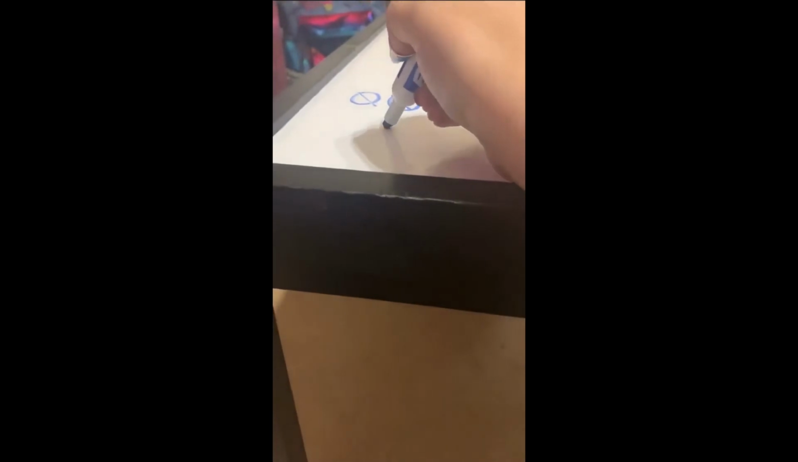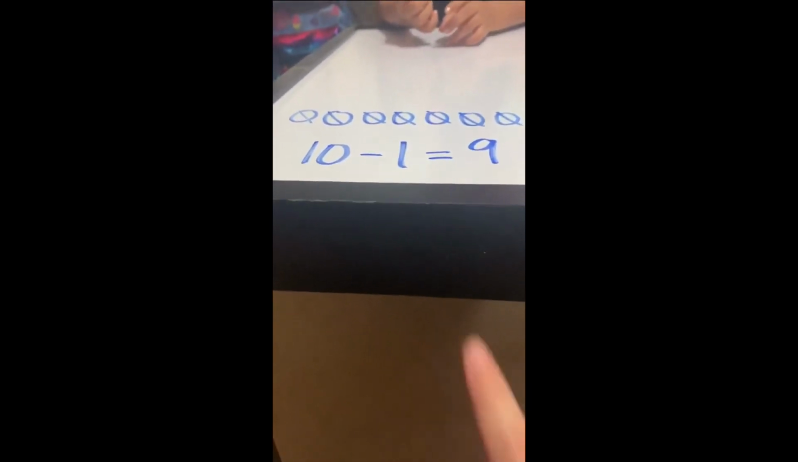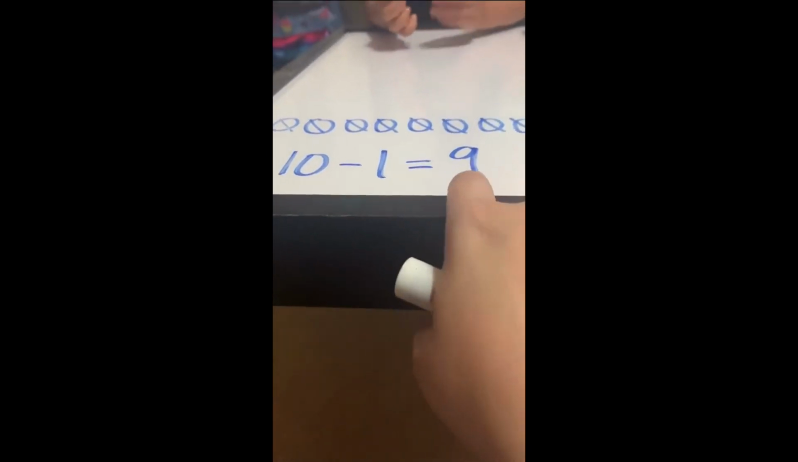Let's go ahead and write our number sentence. We started with 10 peeps. Chef Jordan ate 1. So we're using our minus sign to show that 1 has gone away. And we are left with 9. So let's read our number sentence together. 10 minus 1 equals 9.